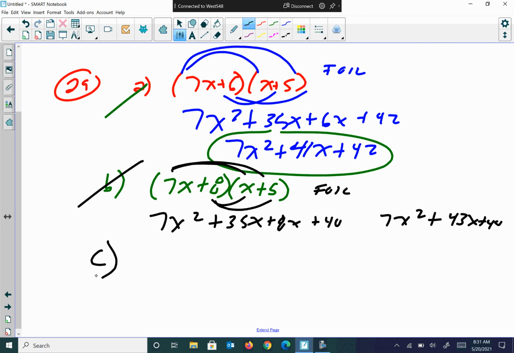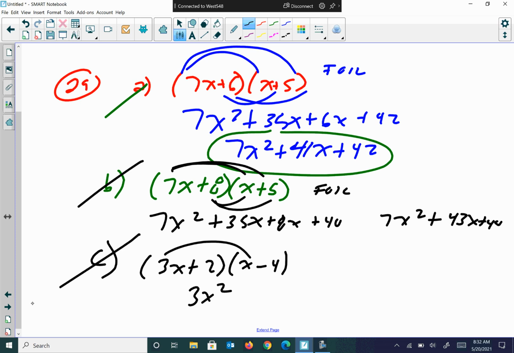Hey, why can I eliminate C right away? Because there's only 3 times x. Yeah, you get a 3x times x. Oops, minus 4. Yeah, so if you do this one, you're like, oh, I get 3x squared. You could stop there because it's not 7x squared. So C is not the answer. So, my friends, we just worked through the first 3 and didn't get the answer. Yeah, I'm pretty sure it's got to be D.